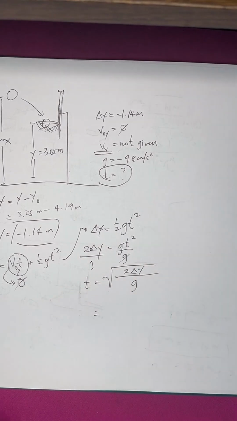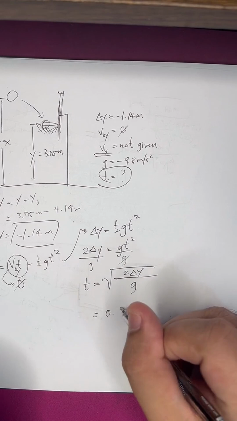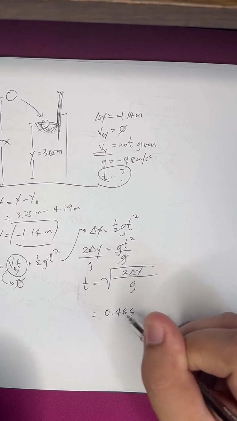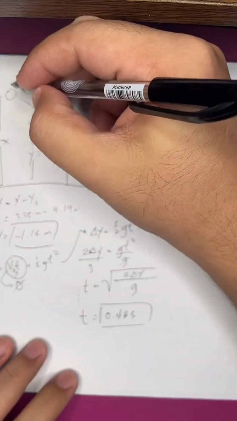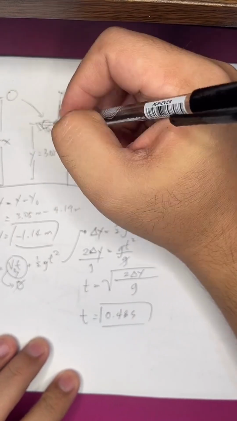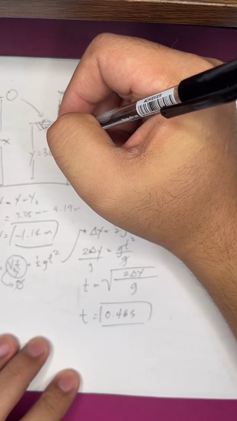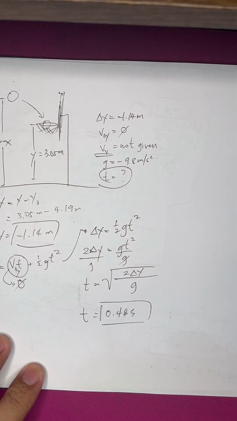So how much time? Let me just calculate. Square root of 2 times negative 1.14 divided by negative 9.8. And our answer is 0.48 seconds. So that time is from the peak to the rim. Okay? So that's how long it took the ball to reach the goal.